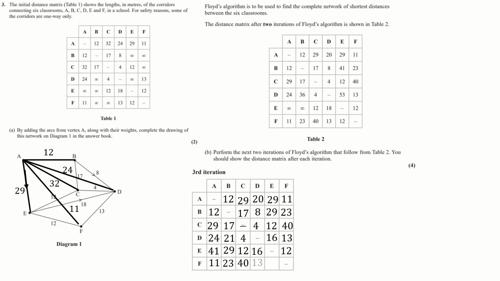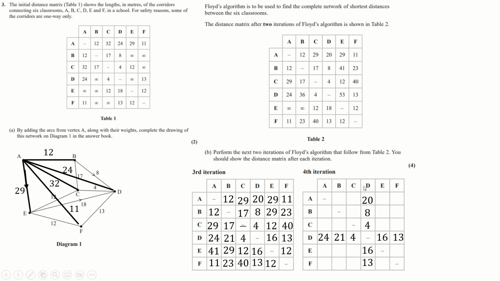You complete the table, just doing everything exactly the same, and then you need to do the fourth iteration, where we keep the D row and column the same, and do exactly the same thing. So these numbers, currently 12 is not going to be improved on, because going to D takes longer than that in the first place. 29 could be improved on. A to D is 20 plus D to C is 4, so that makes 24, so that does get improved. 29 is 20 plus 16 is 36, that doesn't, and then 11 can't be.